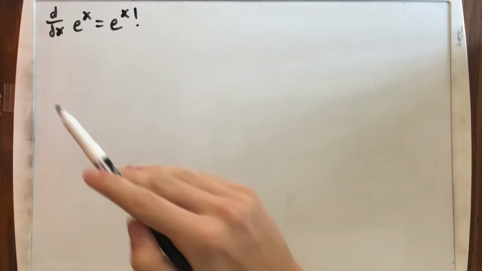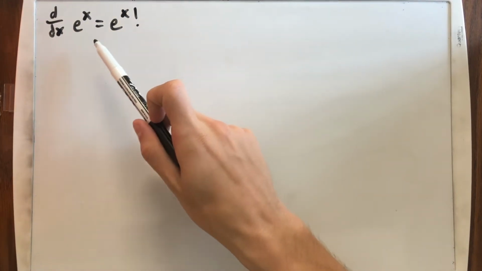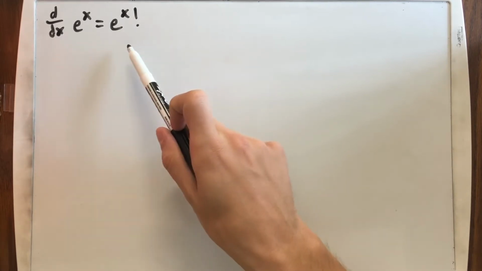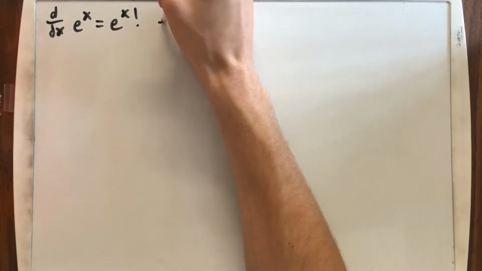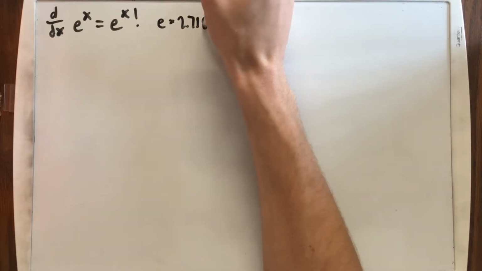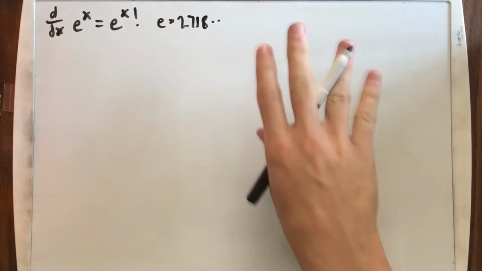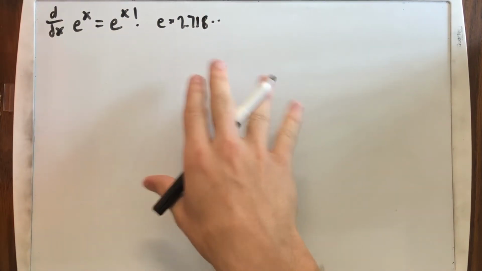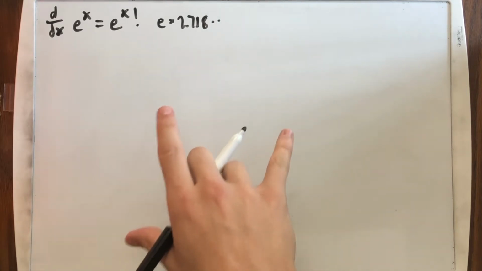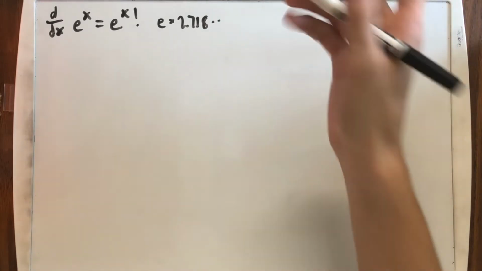Now that's really special because other than the trivial function, where x is equal to 0, this is the only function that does this. Now e, if you're unfamiliar, is a constant that equals about 2.7-ish. And it's actually kind of like pi, where it goes on forever. It's a really interesting number, and we'll likely come back to do a video on it in the future.